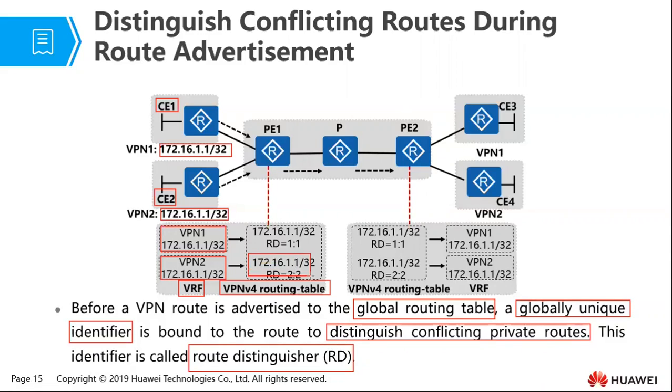Now, when we map an IPv4 address with a route distinguisher, then we normally refer to that particular address as a VPN IPv4 address. Alternatively, we normally shorten this to VPN v4. So that's why here we are calling it a VPN v4 routing table. So when we map a route distinguisher with a private address, then we call it a VPN v4 address.